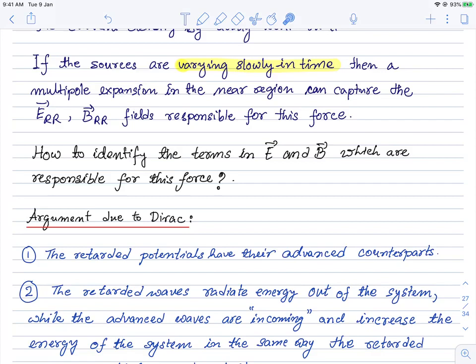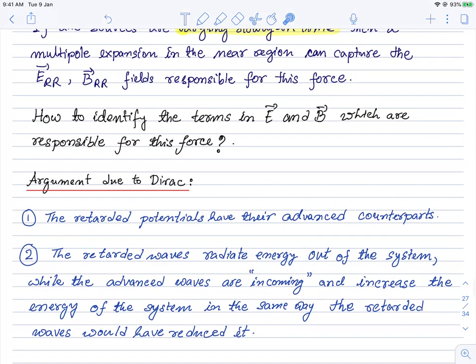This can be done using an argument which was originally due to Dirac. You can find various versions of this argument in various places, but this was the original. It is a trick one uses to isolate the terms in the retarded potential which are responsible for the force that results in the decrease in energy of the charge and current configuration. So that trick is as follows.